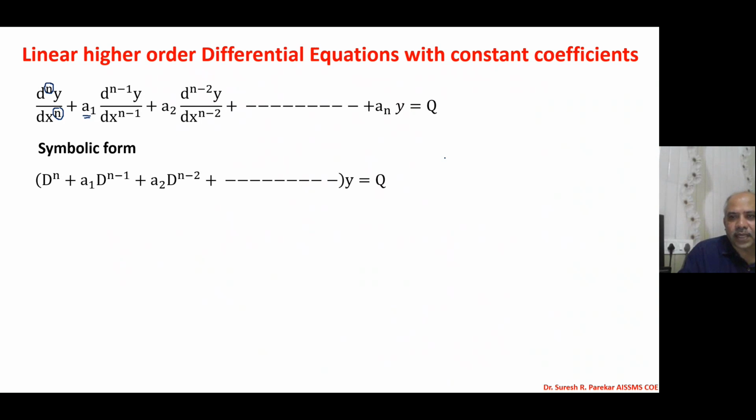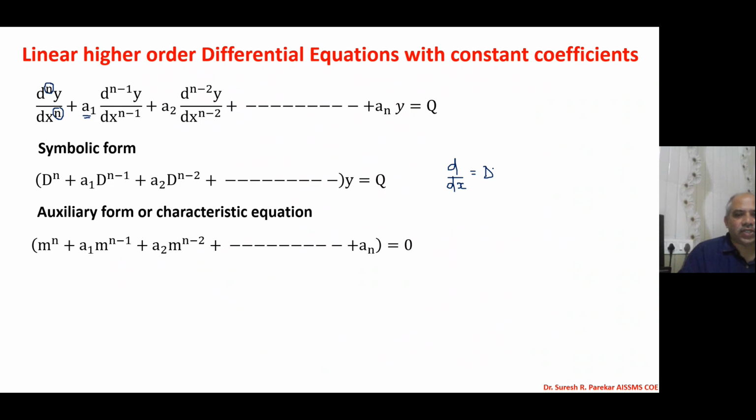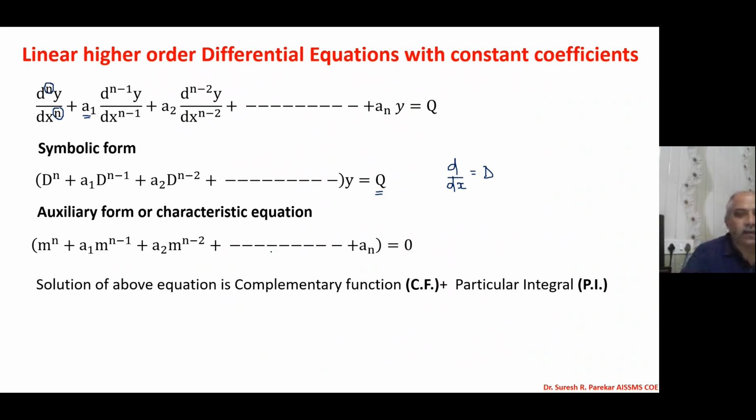So we are going to just replace d by dx by capital D. Now we can have the auxiliary form or characteristic equation in this fashion. Now in this, we are not going to consider Q and we have the equation in this way. Then the solution of our equation is complementary function plus particular integral. Now y is equal to CF plus PI. So the solution of this left part gives me the complementary function, and that of the right part gives me the particular integral. And the solution is the sum of these two.